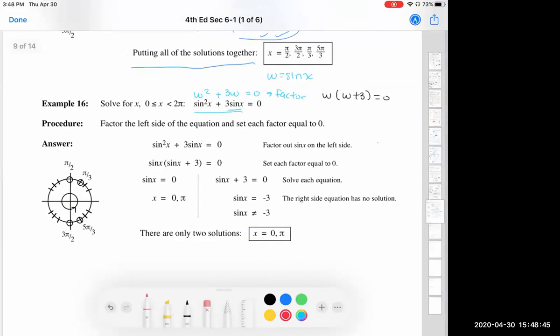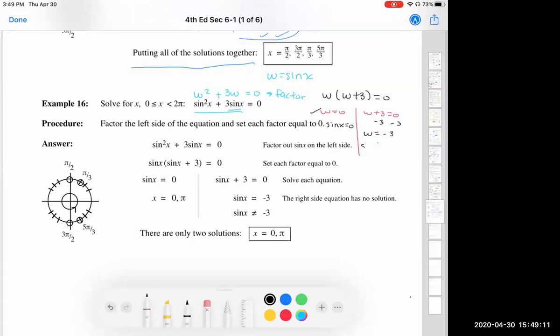We can solve each one for 0 right here. So I have w is equal to 0 and w plus 3 is equal to 0. Let's work them out. The first one is done: w is equal to 0. Let's change w to sine. So I have sine of x is equal to 0. When is sine 0? For the next one, I can go ahead and solve for w. Minus 3, minus 3. w is equal to negative 3.